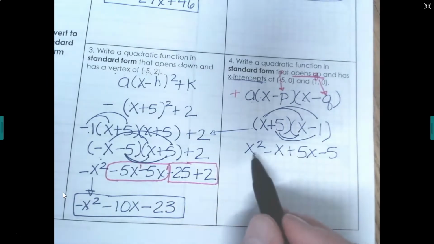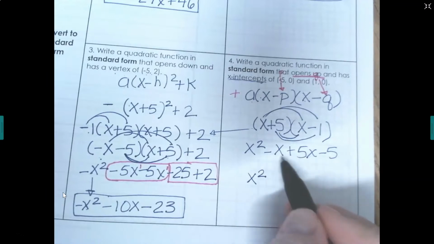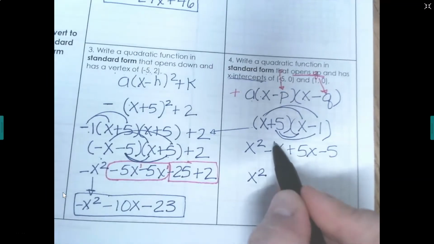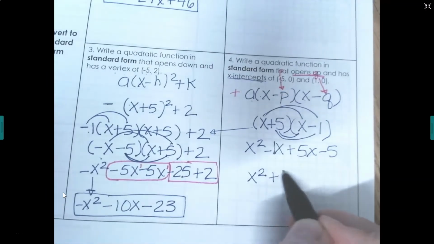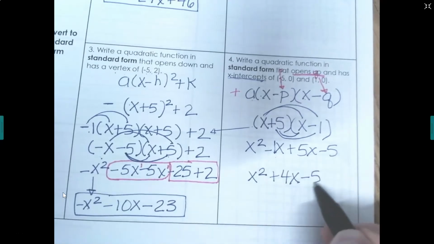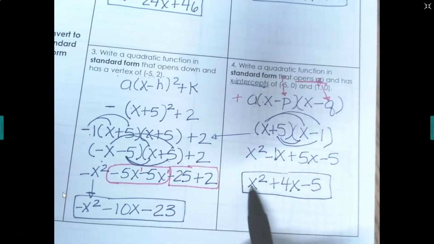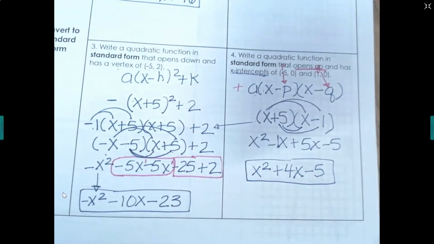Look for like terms. This is x squared, and there's no other x squared, so bring him down. This is really a -1x plus 5x gives you 4x, and then the -5 has nothing to combine with, so he stays as is. Ax squared plus bx plus c. We are in standard form.